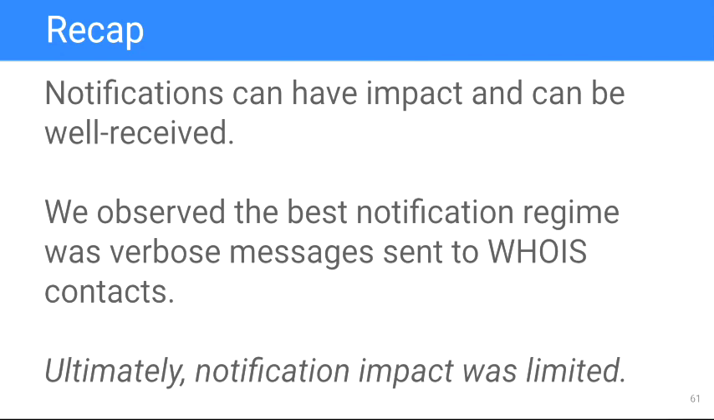So looking forward, I think there's a lot of different things that we can move forward in this space. First, I want to recap some of the insights that we've gained from this particular study. So we've seen that notifications can have a statistically significant impact, and it can be well received. We saw that about an additional 10 to 15% of the population actually fixed an issue. Additionally, the vast majority provided positive feedback. From what our experiments showed, we observed that if you were to do notifications today, the best result would come if you did WHOIS verbose notifications. So verbose, very detailed messages sent to the WHOIS contacts for a given vulnerable host.